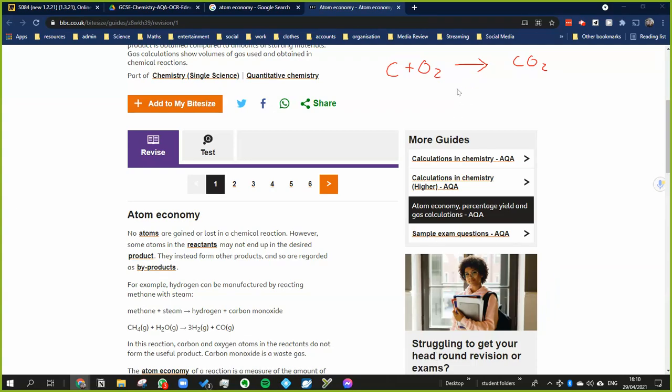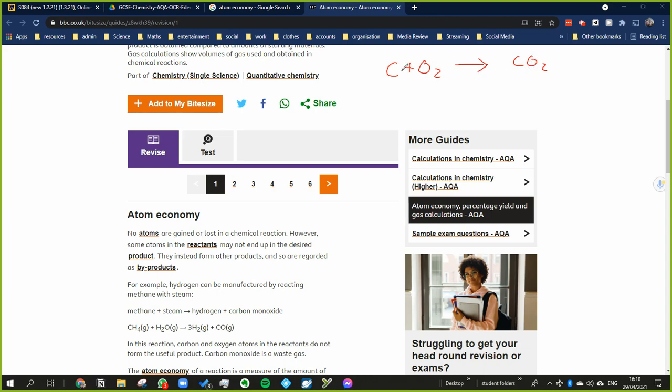Okay, so let's imagine we've got carbon and oxygen. We're going to react them together to make CO2. We could have millions and millions of atoms of carbon and millions and millions of molecules of oxygen, and then we're going to produce millions and millions of molecules of CO2.